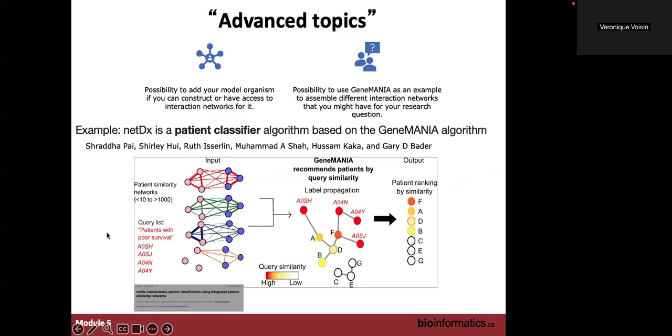Then, as a last example, as an advanced topic, we use GeneMANIA with the default functional interaction networks, but you also have the possibility to upload your custom networks, and then you can use the GeneMANIA algorithm in the way you want. And here is an example of how the GeneMANIA algorithm has been used to create a patient classifier, and it's called NetDX. It has been developed by Shraddha Pai and Shirley Hui in Gary Bader's lab. And you see that they use exactly the same algorithm, but their functional networks were based on their own source of data.